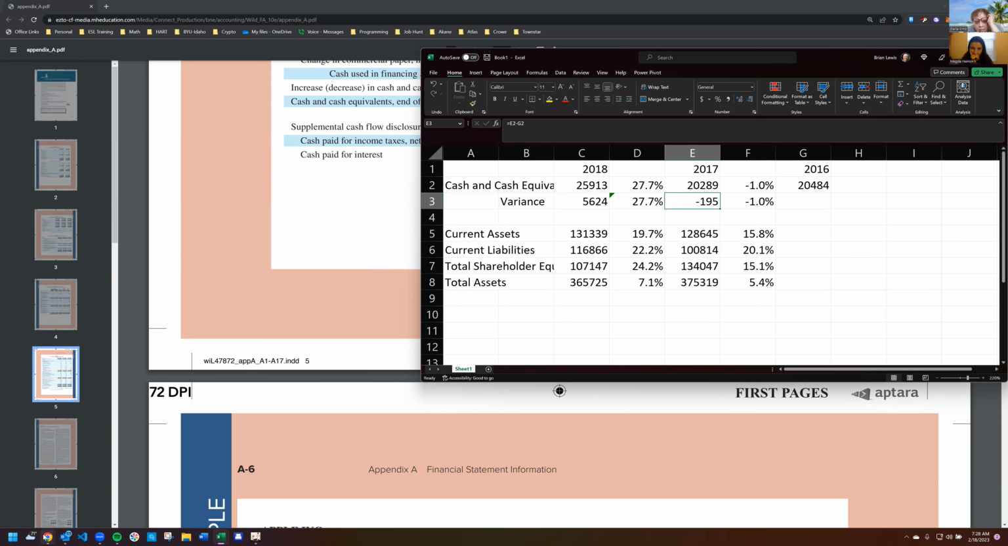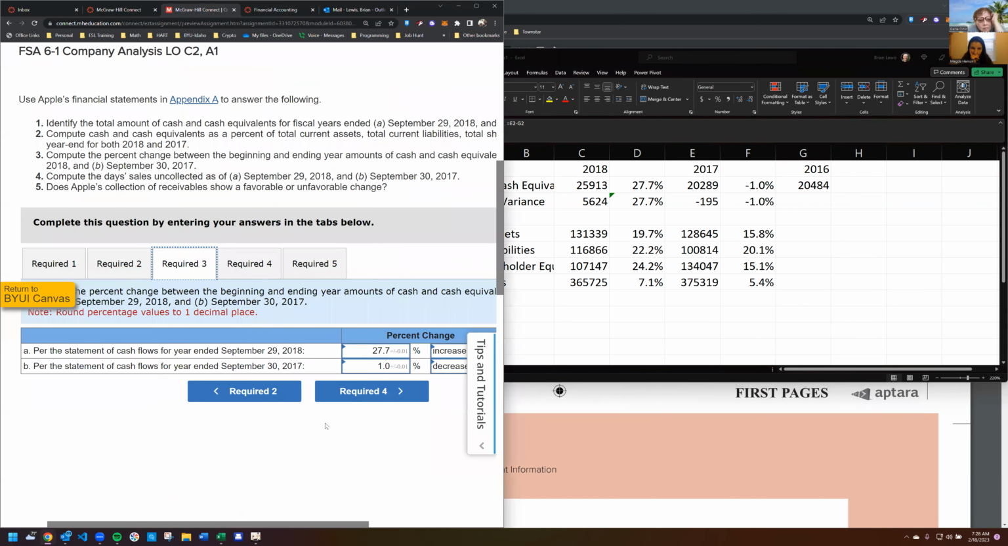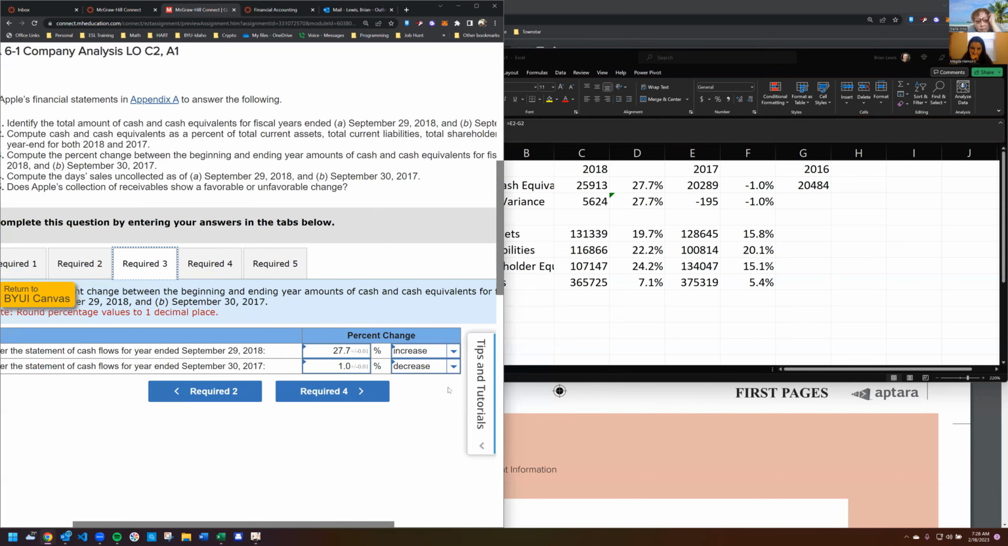And is that the answer? It says 1%. I'm not sure. Oh, decrease. Okay. Percent change is a 1% decrease. Are we following there, Magda? Yeah. Okay.